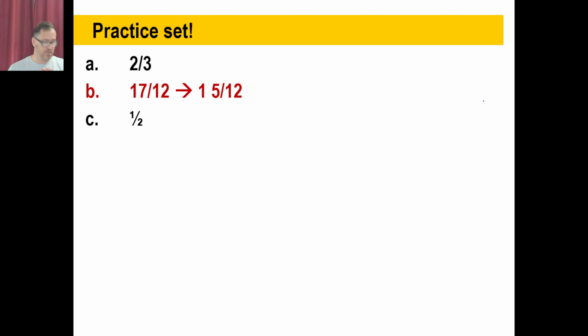Okay, pause it and try D, E, and F. Okay, D is going to be 5/6 minus 3/6, which is 2/6. But that gets reduced to 1/3, right? Make sure you're reducing those. E is going to be 7/10 minus 5/10, which is 2/10, which gets reduced to 1/5, right? F is going to be 5/12 minus 2/12, right? That'll give you 3/12, which reduces down to 1/4.